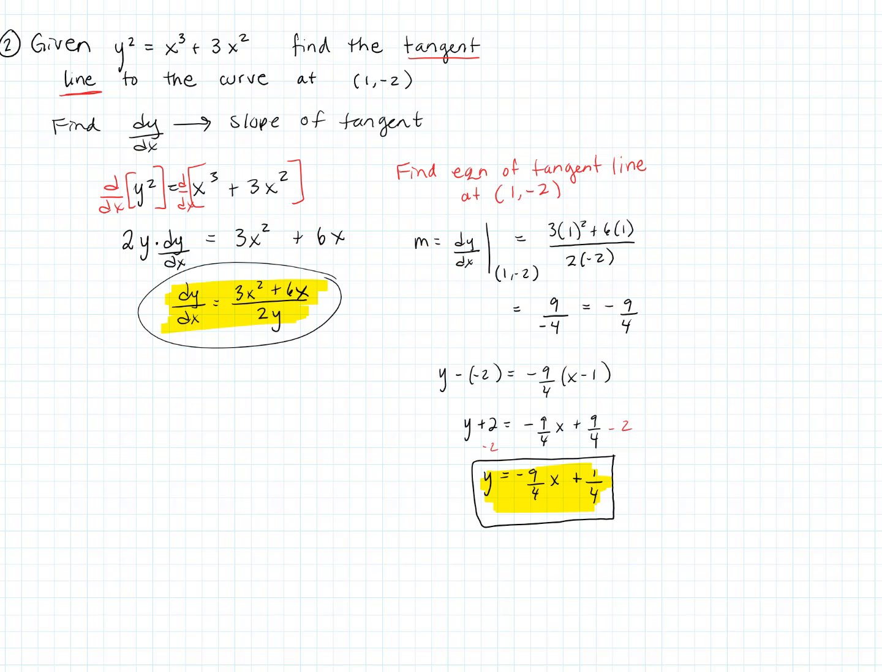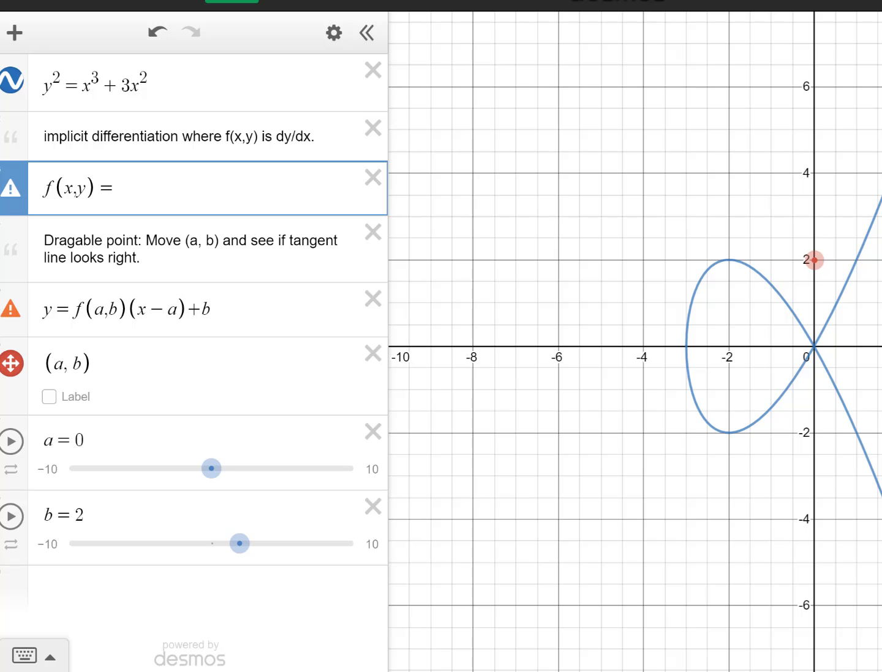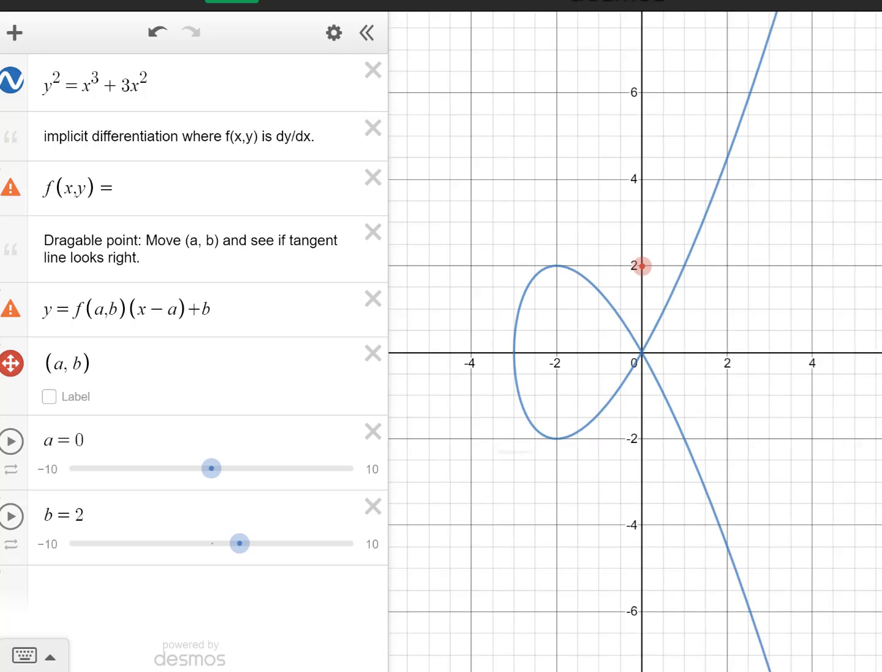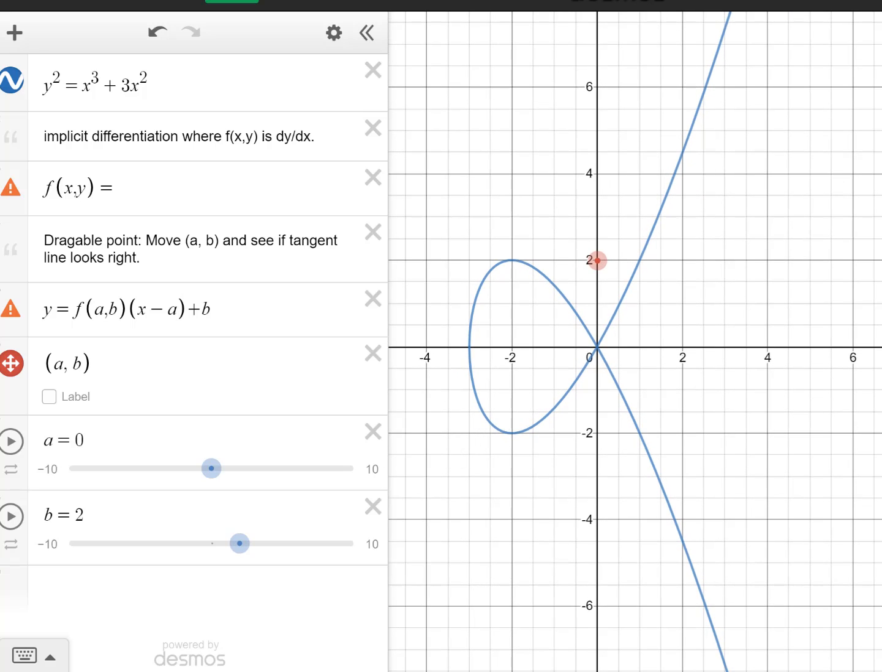I want to just show you a nice little way that, if we know what this derivative is, we can actually see both the graph and the tangent lines to a curve that isn't written as a function, that's written implicitly in terms of x and y. Okay, so here we are in Desmos, and I just want to show you that we can actually type in this curve that we're working with.